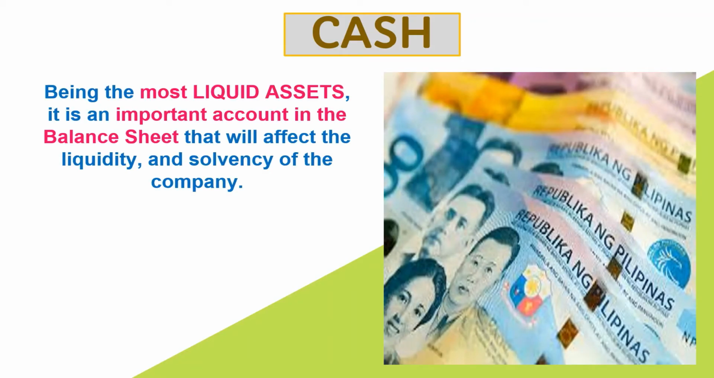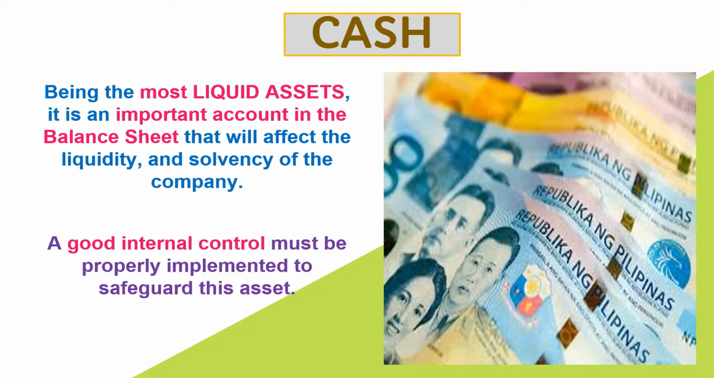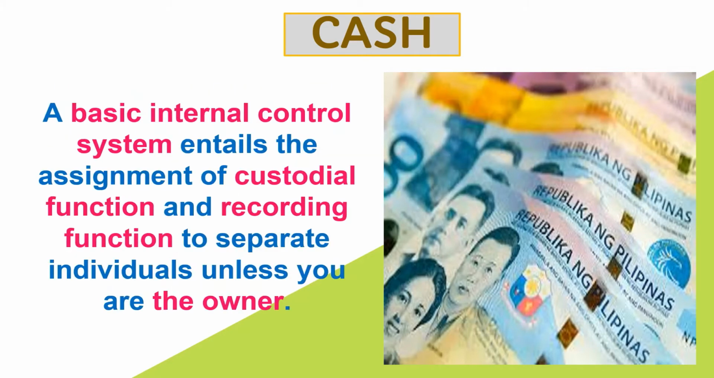Cash, being the most liquid asset, is an important account in the balance sheet that will affect the liquidity and solvency of the company. A good internal control must be properly implemented to safeguard this asset. Basic internal control entails the assignment of custody function and recording function to separate individuals, unless you are the owner.